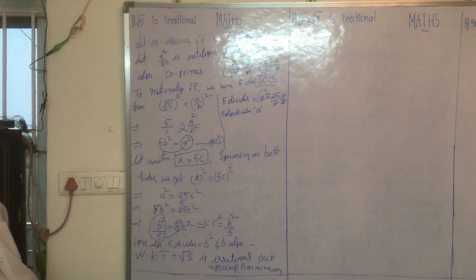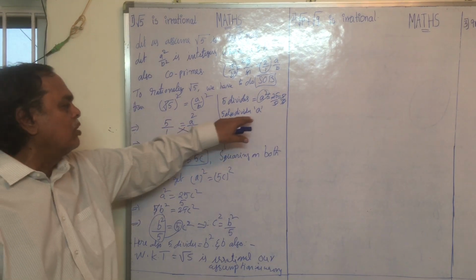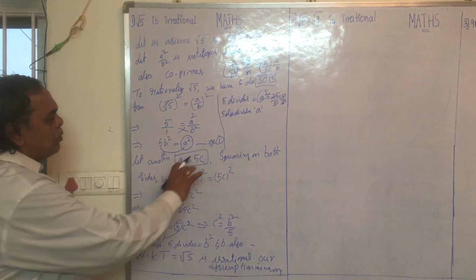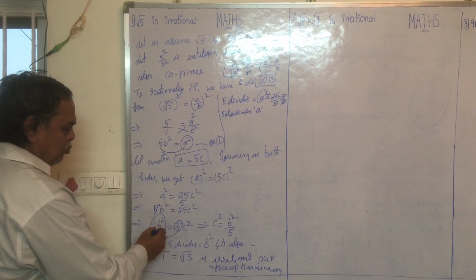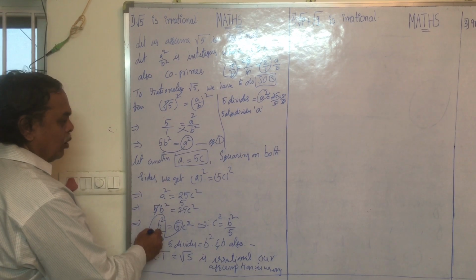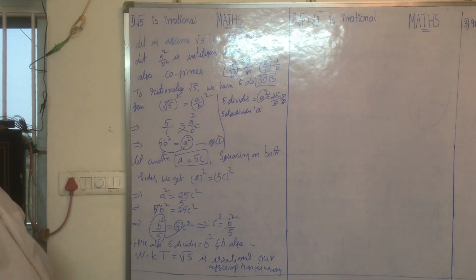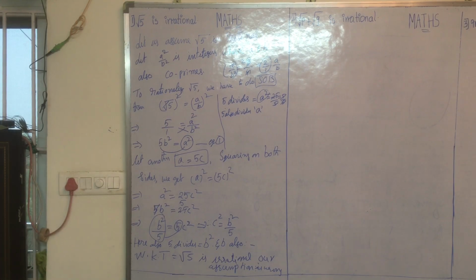What have we taught in school? First, 5 divides a square and 5 also divides a in the same way. Here I have told two equations at a time: 5 can divide b square and b, and 5 can divide a square and a. So our assumption is wrong. Okay? I understood.